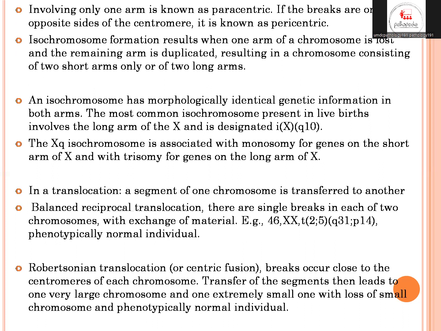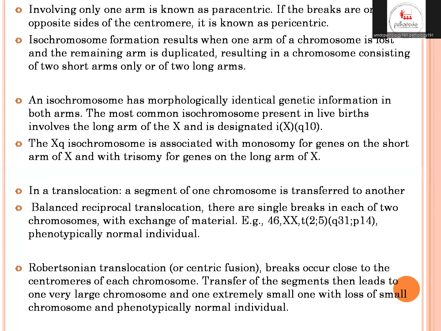Involving one arm is known as paracentric. If the breaks are on the opposite sides of the centromere, it is known as pericentric. Isochromosome formation results when one arm of a chromosome is lost and the remaining arm duplicated, resulting in a chromosome consisting of two short arms only or two long arms.